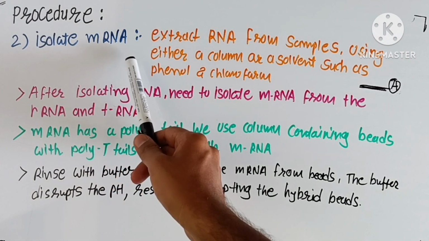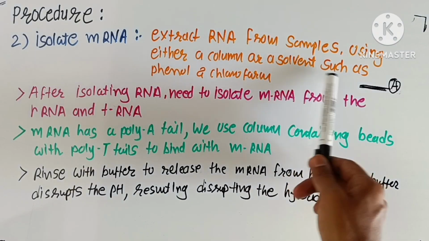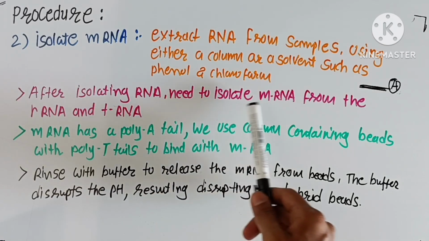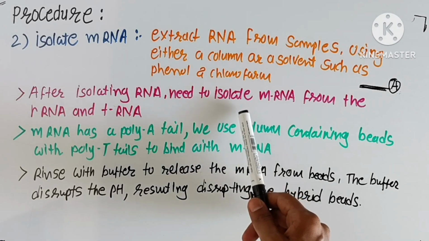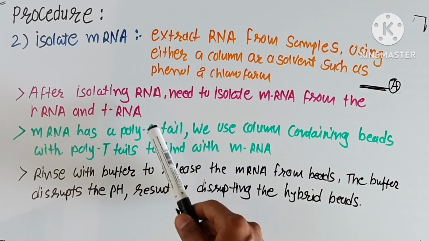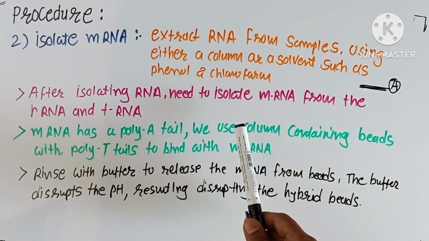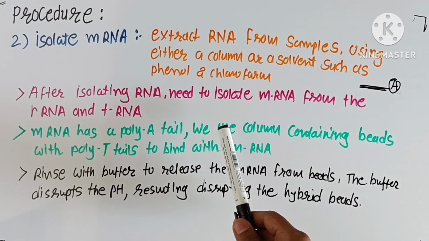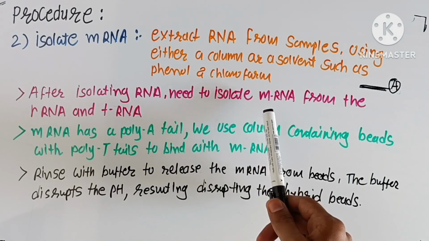Second, isolation of mRNA. Extract RNA from the sample using either a column or a solvent such as phenol or chloroform. Here we are using a column. After isolating RNA, we need to isolate mRNA from the rRNA and tRNA. We already know three types of RNA are there: mRNA, rRNA, and tRNA. But here we require mRNA for the synthesis of cDNA, so we need to isolate mRNA from these. We already uploaded a video regarding the types of RNA; the link is given in the description box, so you may visit it.